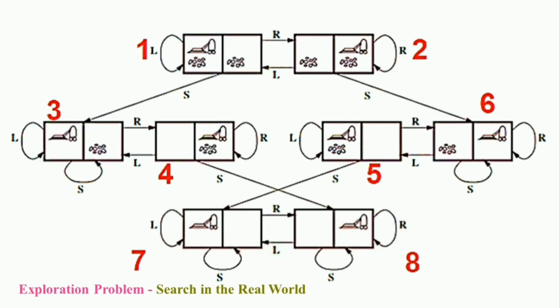The last type of problem is the exploration problem. In this type of problem, the agent has no information about the effects of its actions. So the agent might experiment and gradually discover what its actions do and what sorts of states exist. This is a search in the real world rather than in a model.